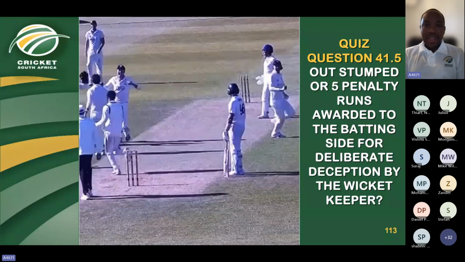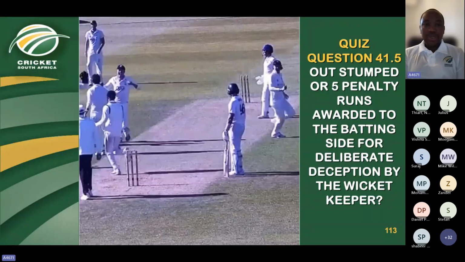Why? Because this is a clear example of deliberate deception by the wicketkeeper. Him catching the ball and then turning around to make as if he's looking for the ball beyond him is deliberate deception. And unfortunately, the striker was deceived. And this is exactly the type of scenario that the law is in place to rule against.